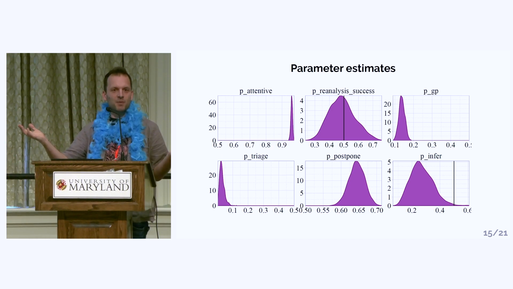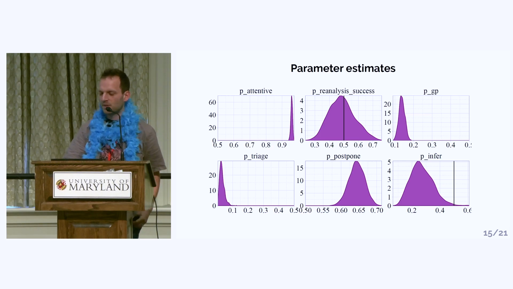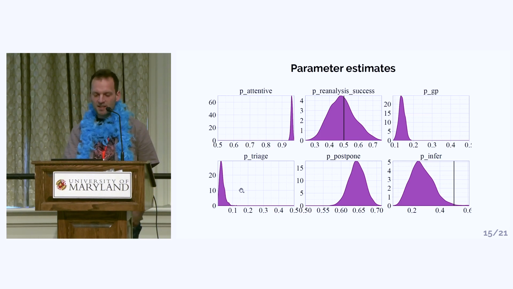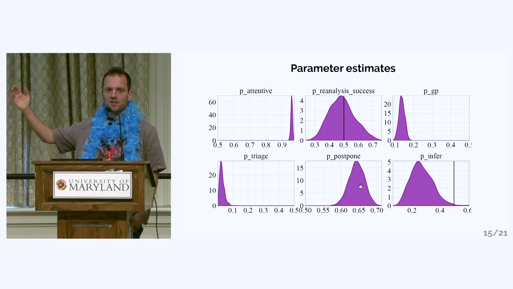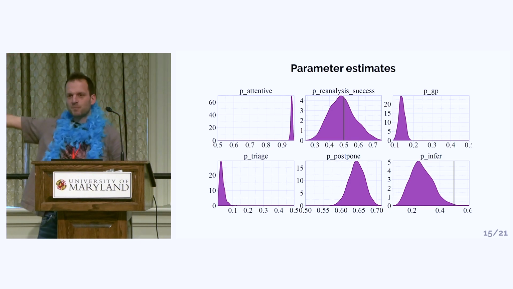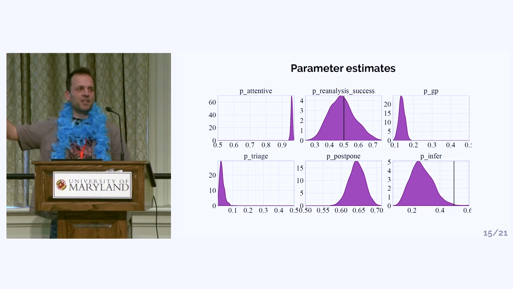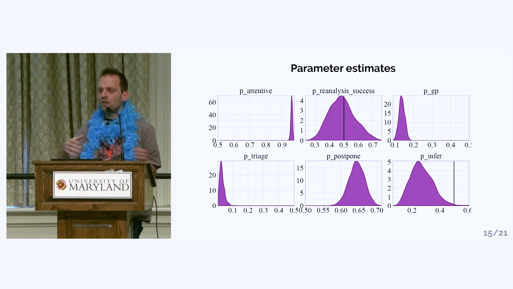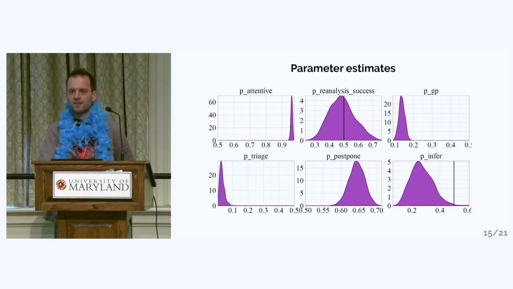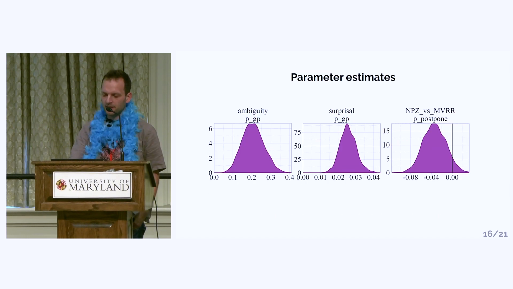Which is okay for the unambiguous condition. I mean, we wouldn't necessarily assume that it never happens. Triage is relatively unlikely, and postponement is relatively likely. So doing the reanalysis in the spillover as opposed to the critical region is relatively likely. Okay, and this all looks rather realistic, I think, based on what the data actually look like.